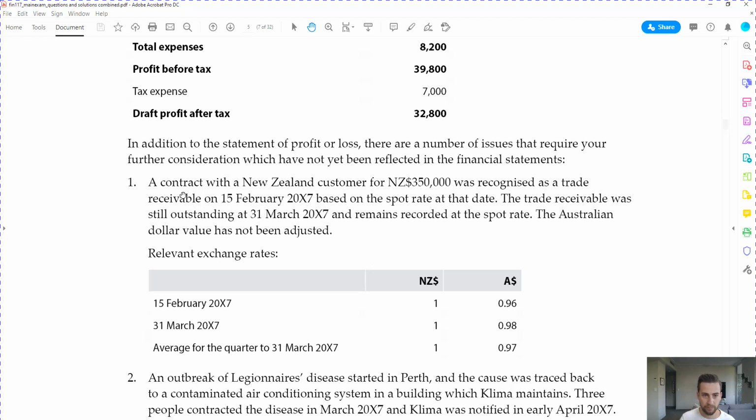So the first background information is the contract with New Zealand customer of 350k was recognised as a trade receivable on 15th of February 2017 based on the spot rate at that date. The trade receivable was still outstanding at March 2017 and remains recorded at the spot rate. The Australian dollar has not been adjusted.